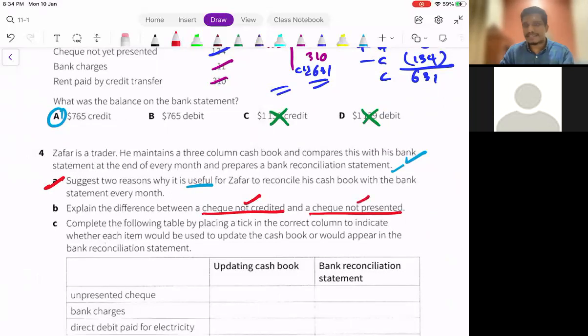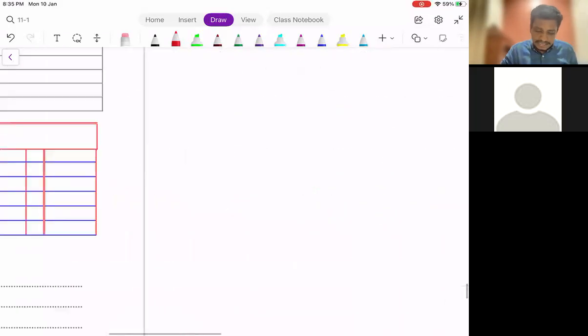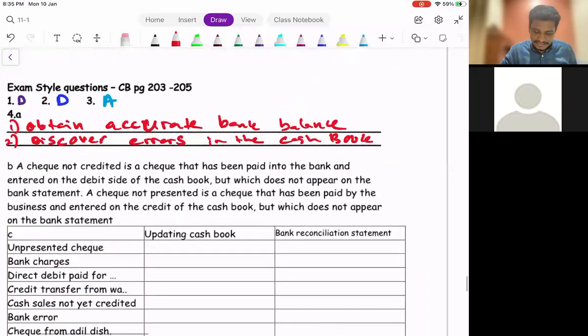And check not presented. What is check not presented? The check that I already paid, but the check hasn't been presented to the bank by the person who received it. So remember, this is a check that I received and I put in the bank, the bank hasn't recorded. This is the check that I paid, but the guy hasn't presented to the bank. Okay, the answer for B, actually, I already wrote here.